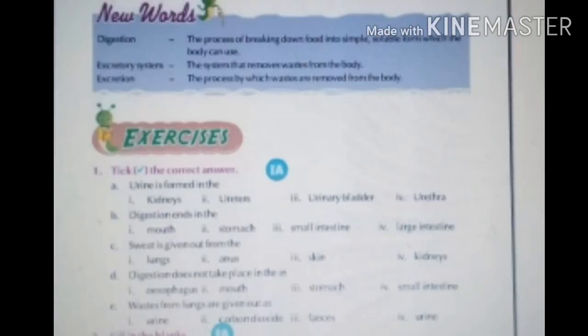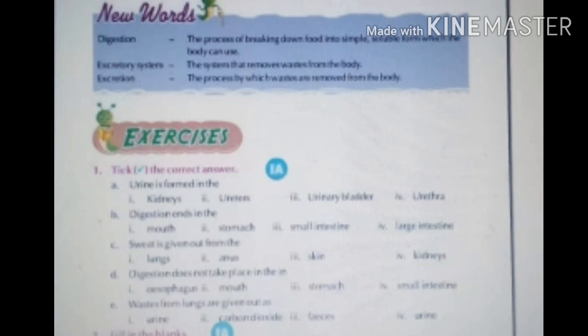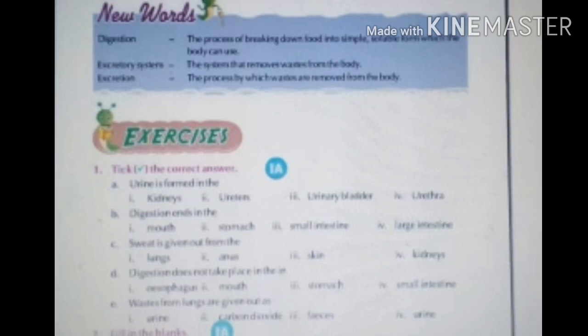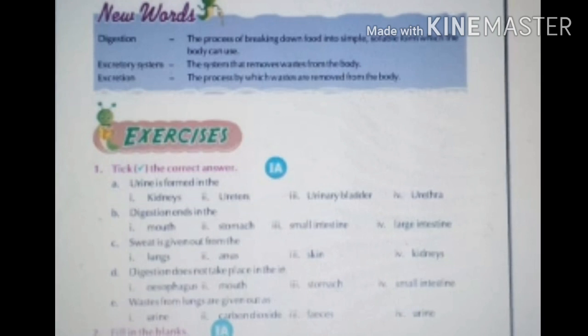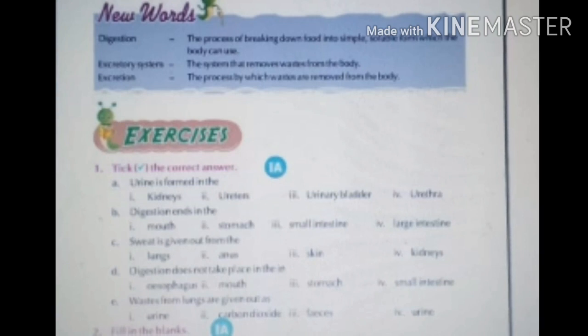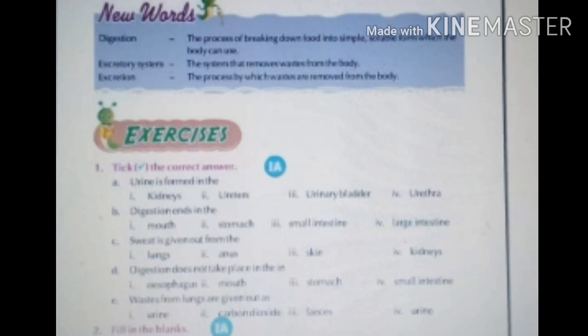Now see children, the exercises given for you. First is tick the correct answer. The first question given to you is, urine is formed in the option 1, kidneys. Next options, ureter, urinary bladder or urethra. So the right answer is, urine is formed in the kidneys.